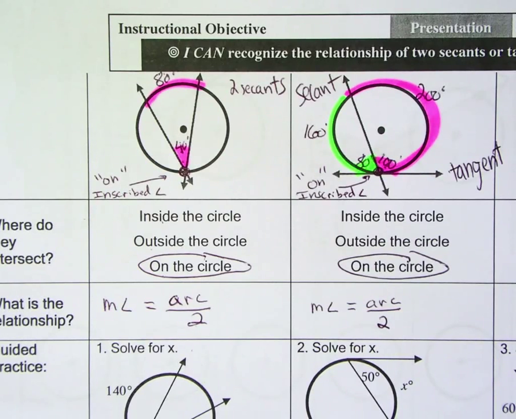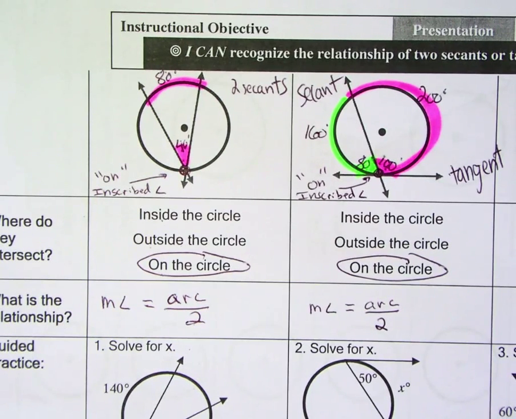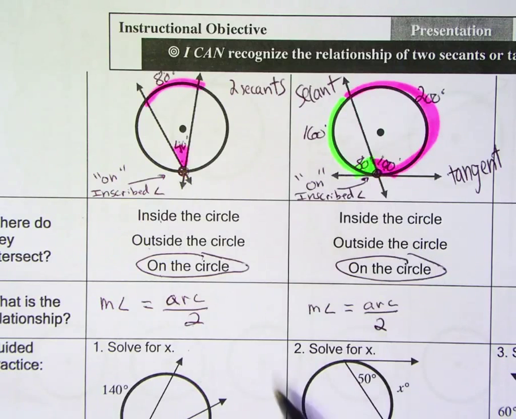So that's what we learned in the first lesson in this unit. And these are two different instances in how it will show up, made by two secants or a tangent and a secant.